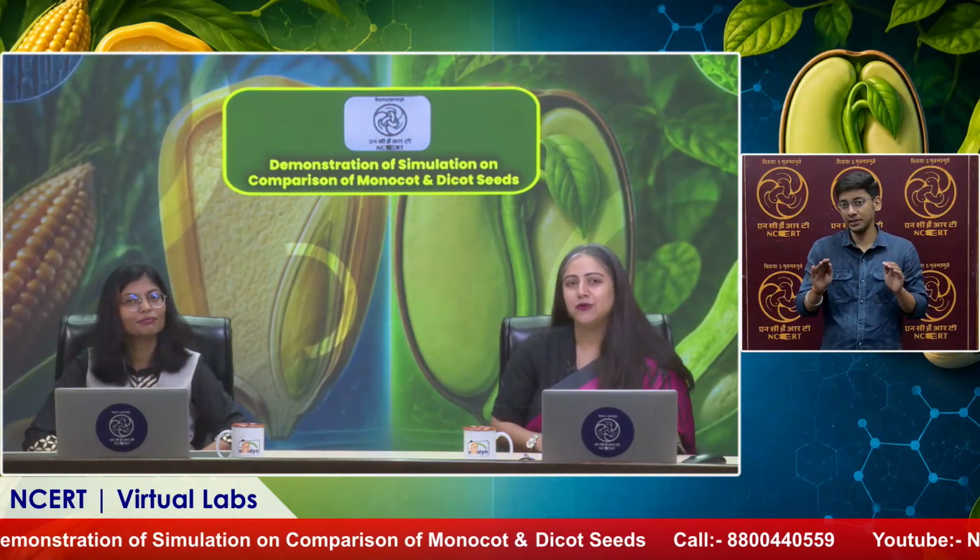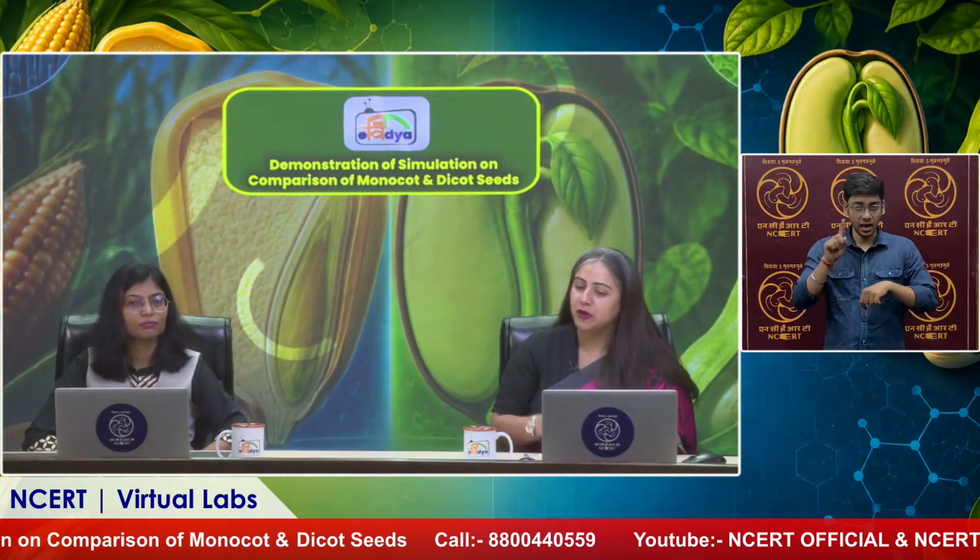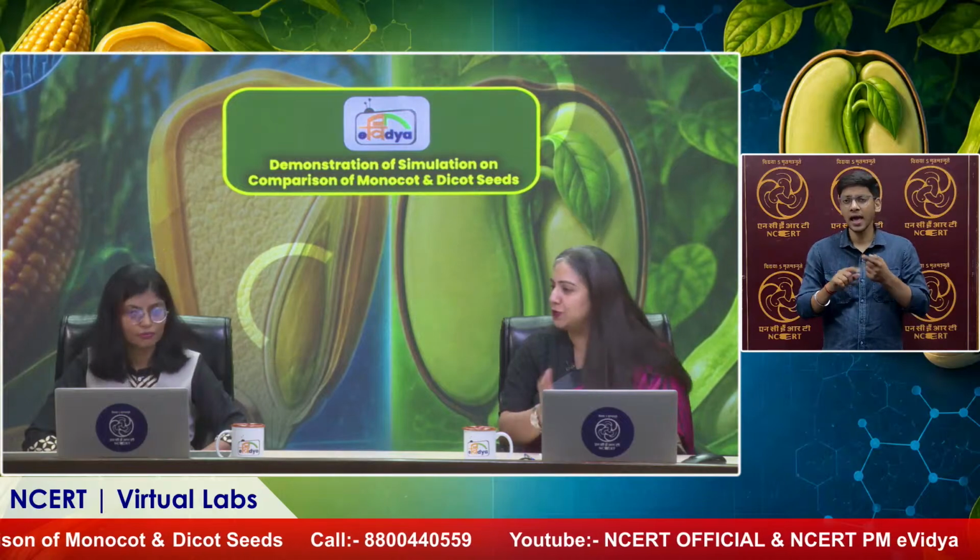So shall we talk about this particular simulation that we have today, and what kind of an experiment is it? Would you like to explain? Yes. As we have already discussed, today we are working with the science topic of class 6. The name of the textbook is Curiosity, and in that we are going to work on the comparison of monocot and dicot seeds.